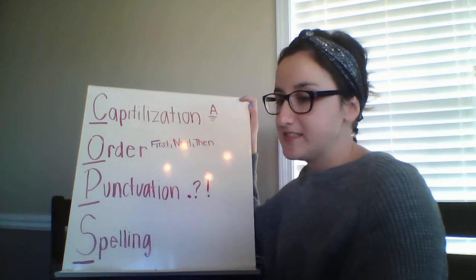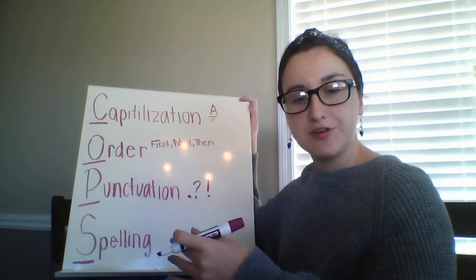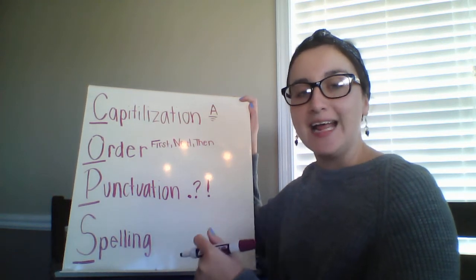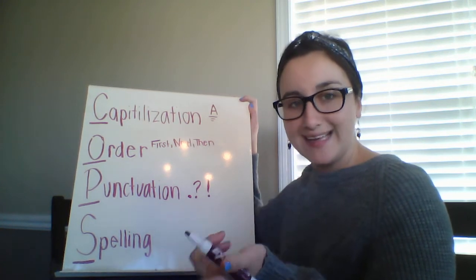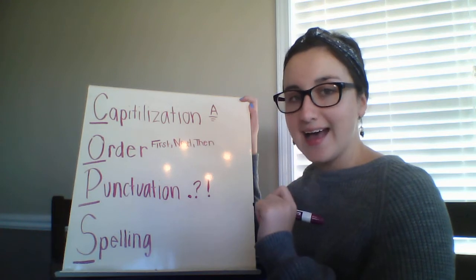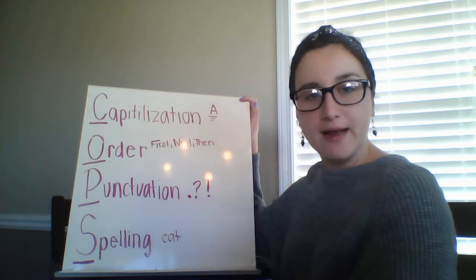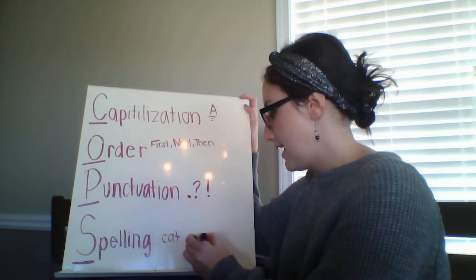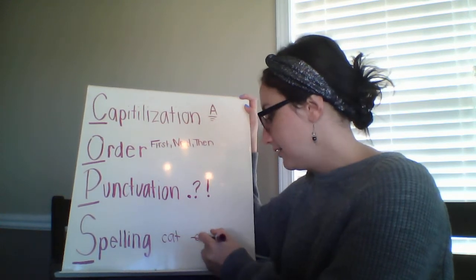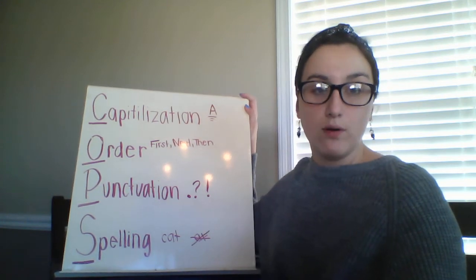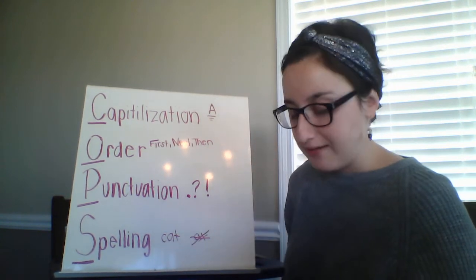Now, S stands for spelling. When you're looking at your spelling in your rough draft, you want to ask yourself, am I writing the sounds I'm hearing? If I'm trying to spell the word cat, k, a, t, I'm going to write the sounds I hear. If I write the word cat as ax, I'm not writing the sounds I hear. And that is something I can check for when I'm using the COPS strategy and checking for my spelling when looking at my rough draft.